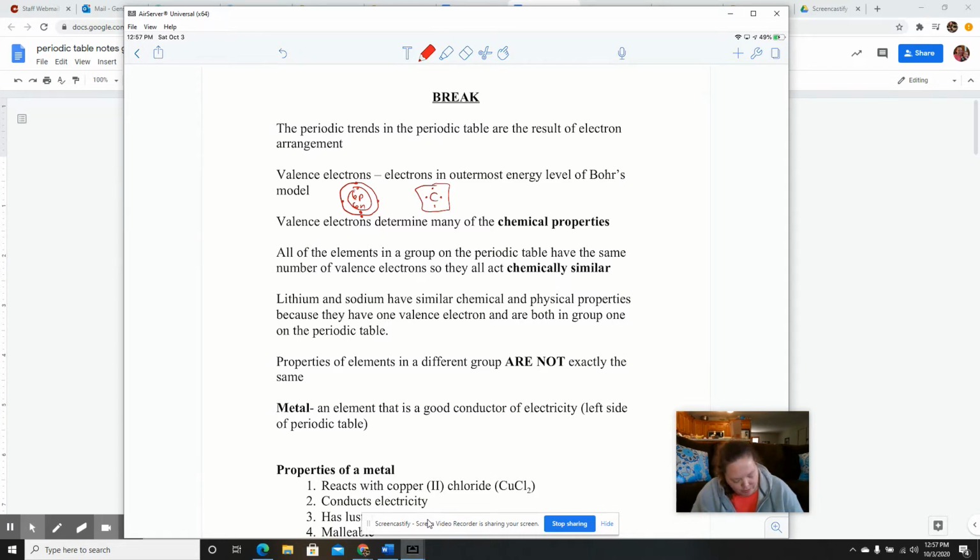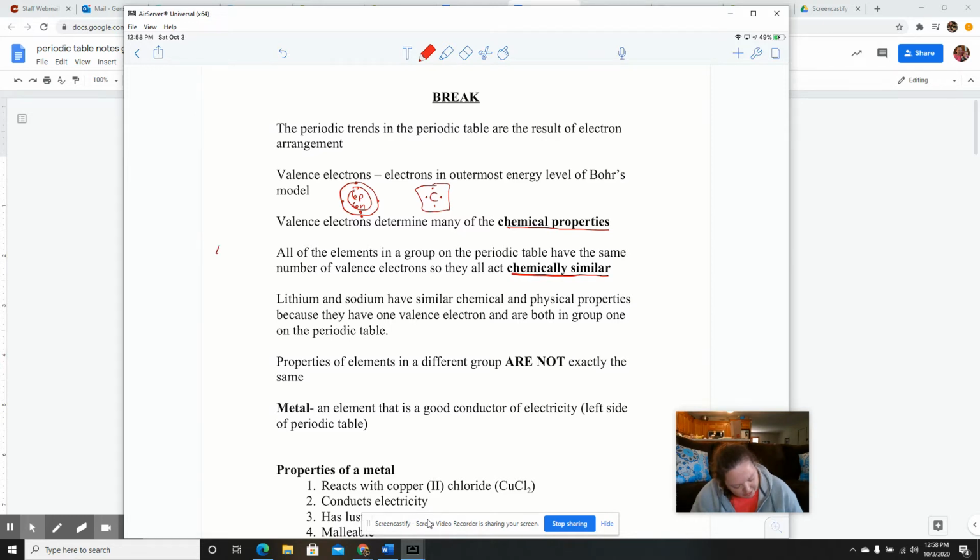And again, those are the ones that determine the chemical properties. That's why they're so important, because those are the ones that are going to be involved in bonding and how they react. So those are the most important, okay? All elements in a group of the periodic table have similar valence electrons, and hence they all react chemically similar.